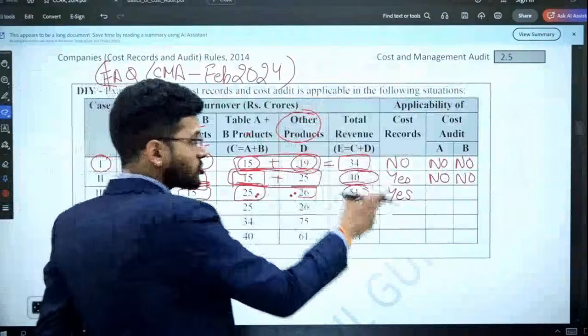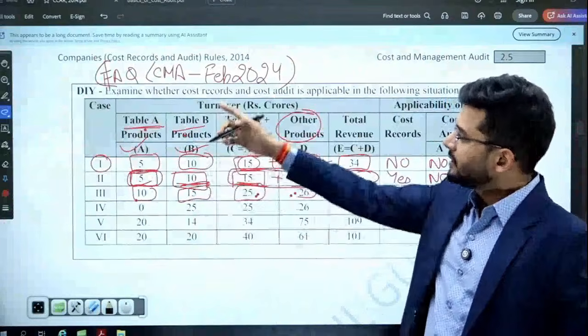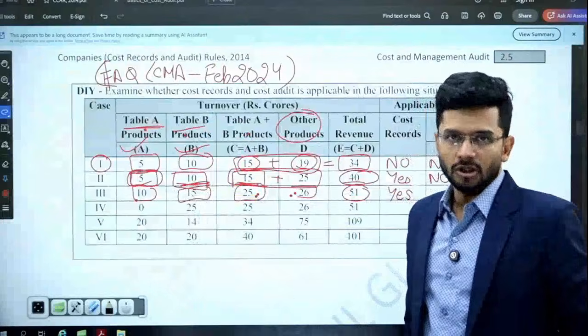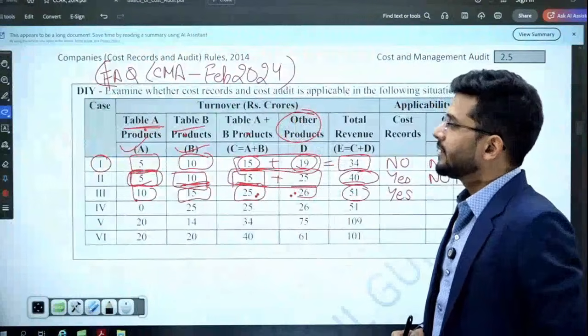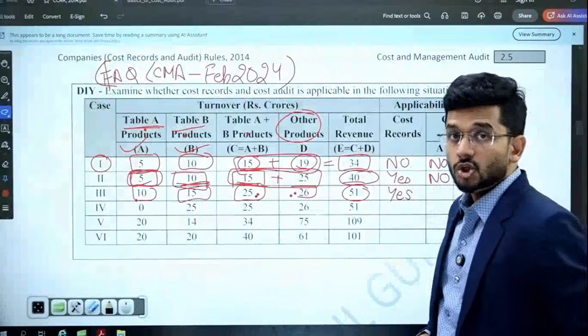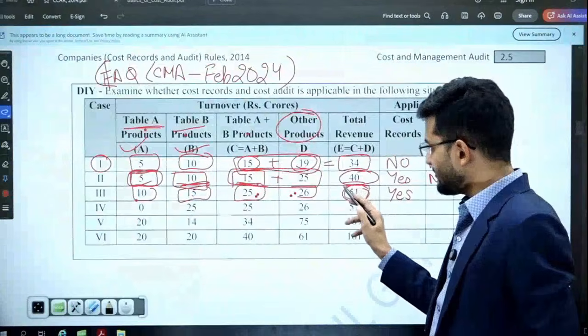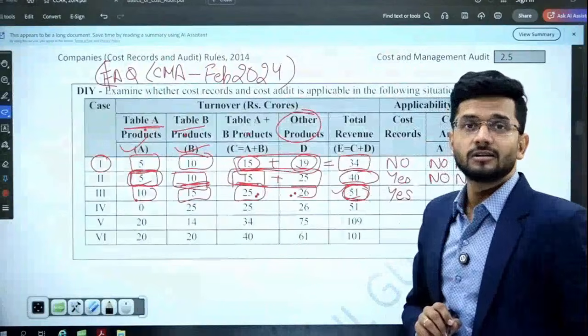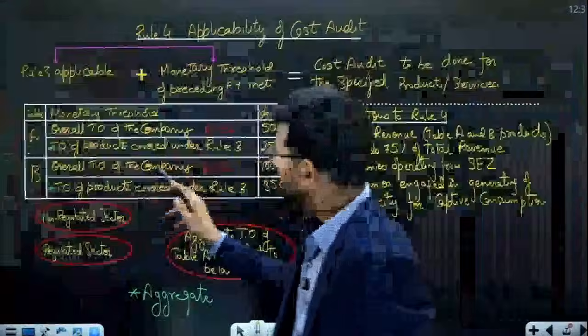Now talking about cost audit, let us first analyze whether cost audit is applicable on table A product. First condition is for table A, overall turnover of the company should be 50 crores or more. Is overall turnover of the company 50 crore or more? Yes, sir. Very good. Answer is yes. First condition is met.